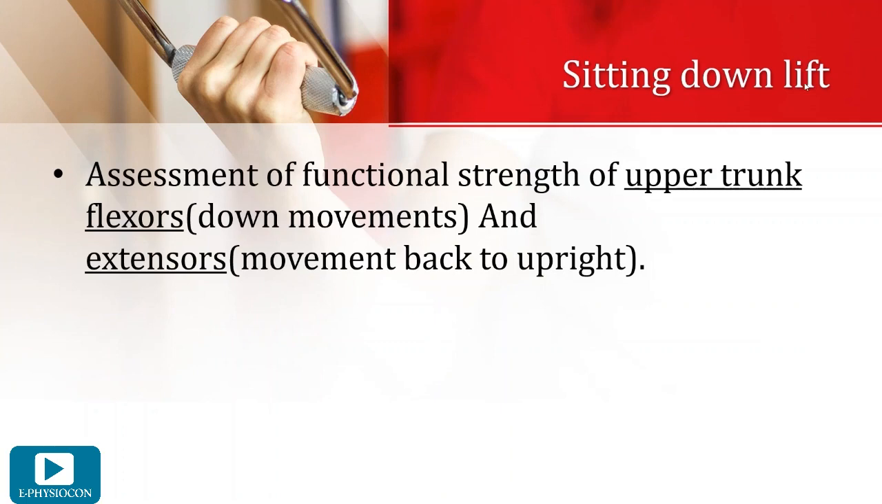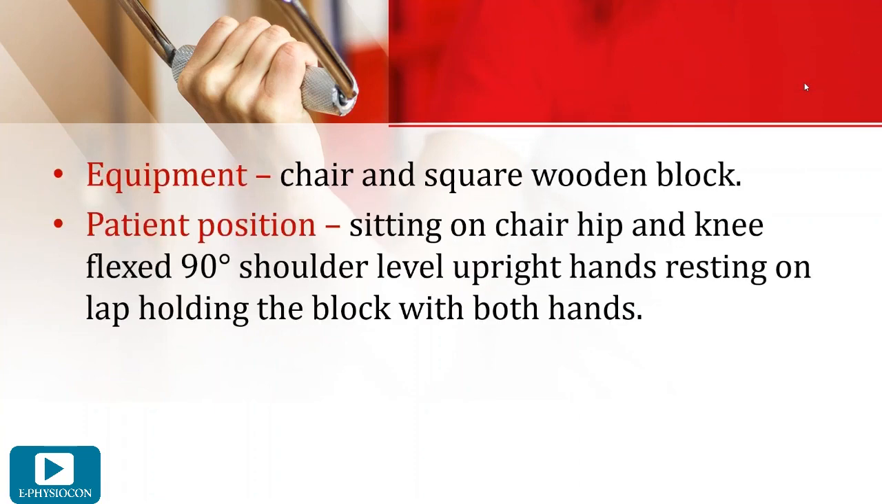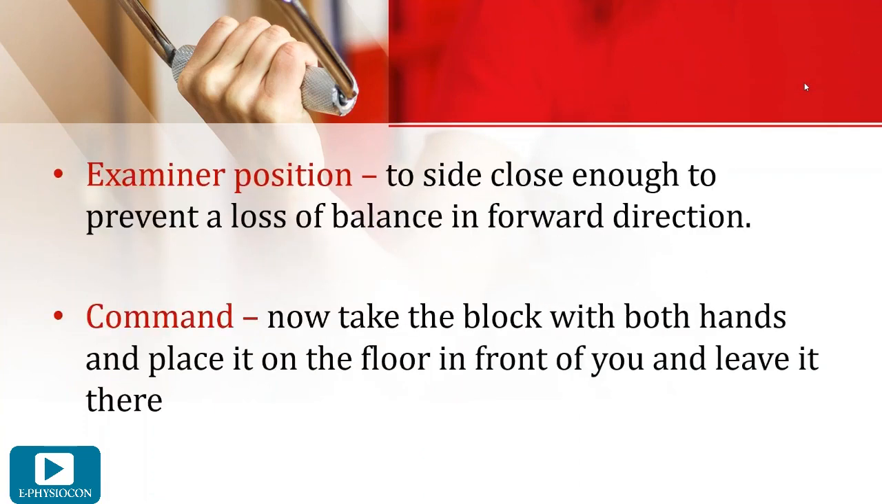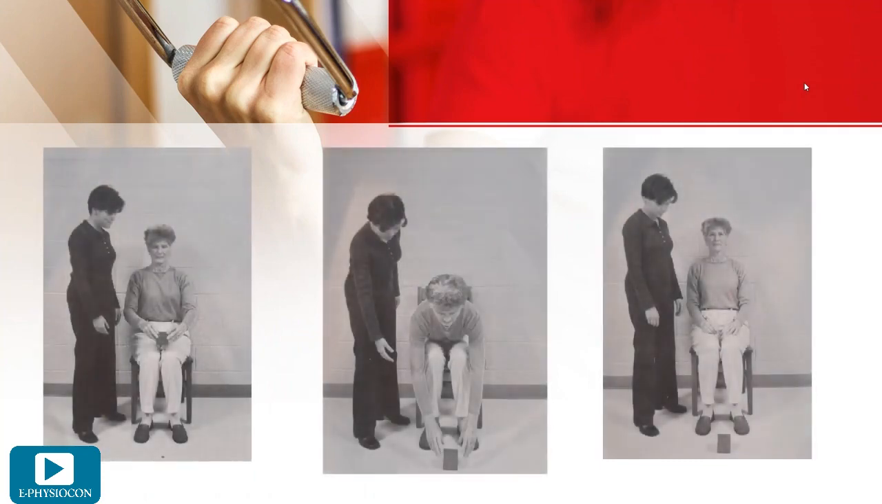Next is sitting downlift. In sitting downlift, the targeted muscles are upper trunk flexors and upper trunk extensors. Let's see in the image. When the patient bends forward, like in the second picture, the upper trunk flexors are activated, and when lifting back to the normal position, the upper trunk extensors are targeted.